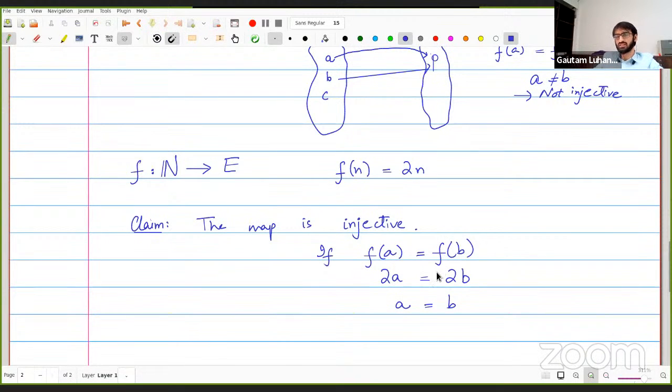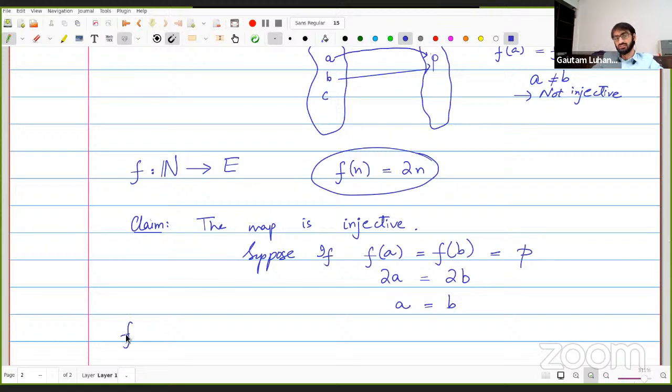It's 2 lines actually. All we're saying is that suppose there were 2 elements that had the same image, let's call this P. If they have the same image, what are their images? Well, the image of a, according to this map, is just 2a. And according to this map, f of b is just 2b. Then I can use simple division and say a equals b.